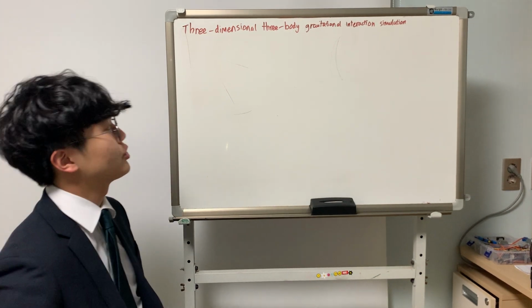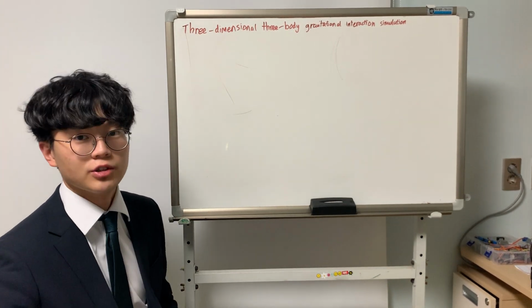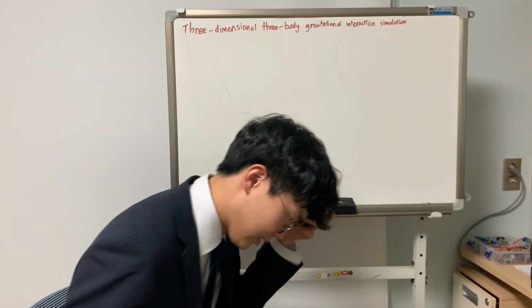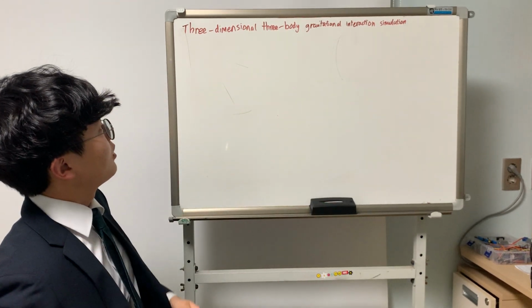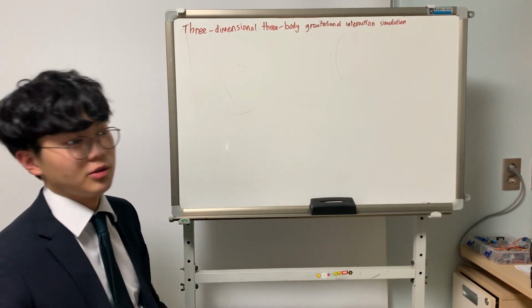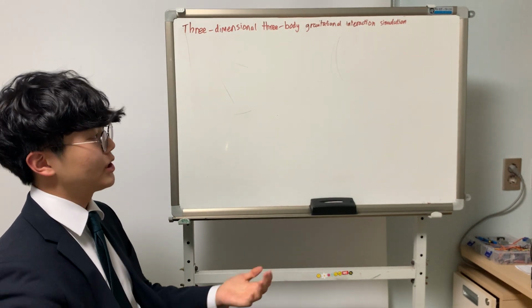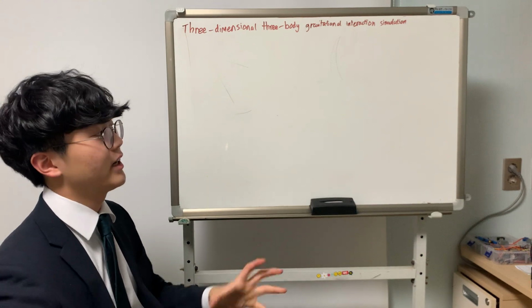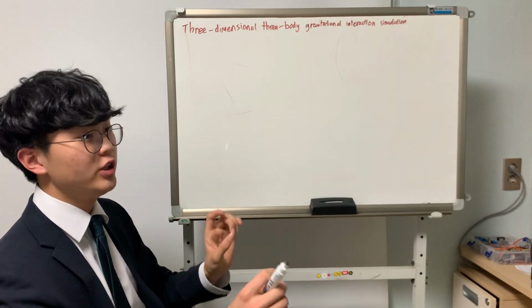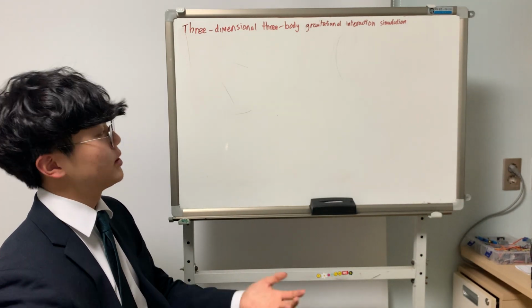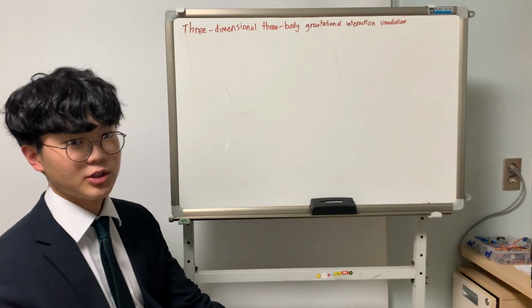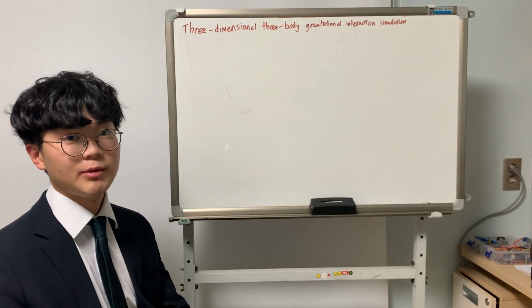Developing a three-dimensional, three-body gravitational interaction simulation. Now, here it says three-dimensional, but for now, I'm just going to start with how the interactions would look, or how the equations of motion would be, in a two-dimensional system first, in a two-dimensional environment first.